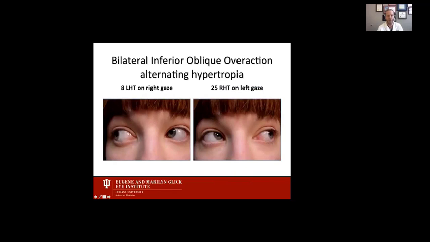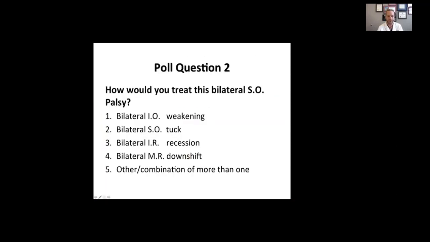Now, here's her motility. Again, you can see her left inferior oblique overaction on right gaze, and then she's got reverse right hypertropia on left gaze. And they're asymmetric, so she has an asymmetric palsy. Now, so this is a bilateral superior oblique palsy.